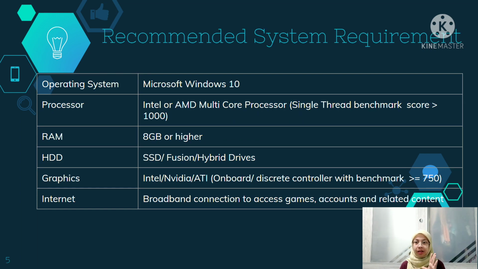But honestly, I recommend that your OS is Microsoft Windows 10, and the processor can be an Intel or AMD multi-core processor with a single thread benchmark score of more than 1000, and the graphics could be Intel, NVIDIA, or ATI, onboard or discrete controller, with a benchmark score of more than or equal to 750. Also, you need to have 8GB RAM or higher, and an SSD or the future hybrid drives. And lastly, make sure that you have up-to-date graphics drivers from Microsoft or the chipset vendor.